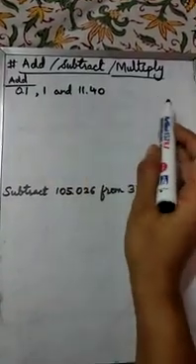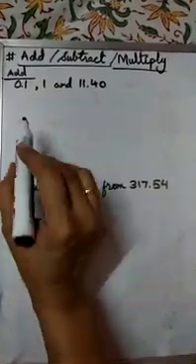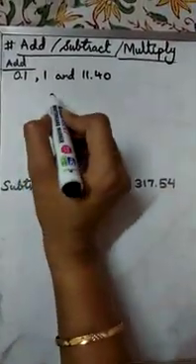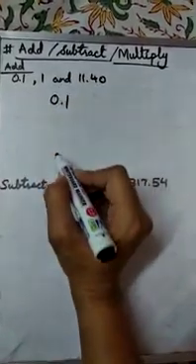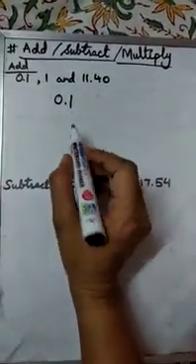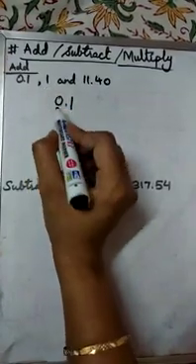We can add, subtract, and multiply decimal numbers also. How? Let me take an example. 0.4, let me write 0.4. As you know, the horizontal form will be written in vertical form and then added. This is only 1. Only 1 is a whole number.